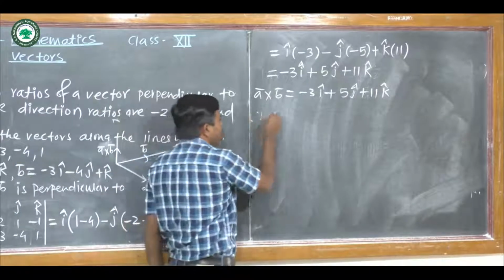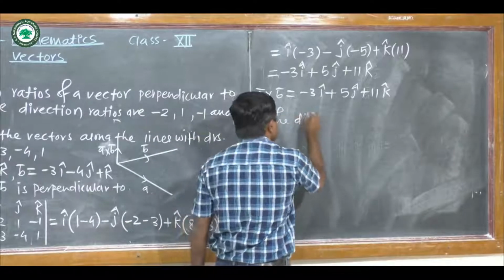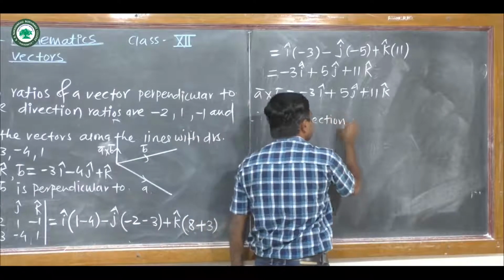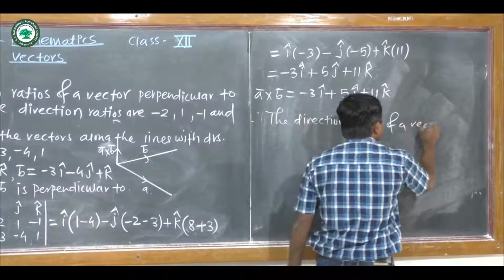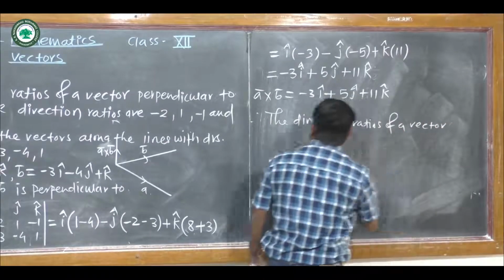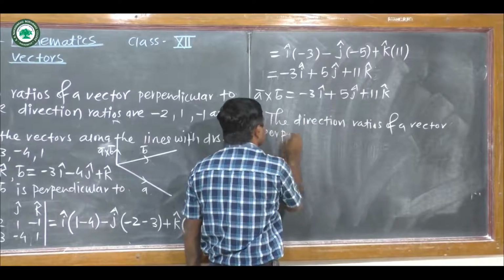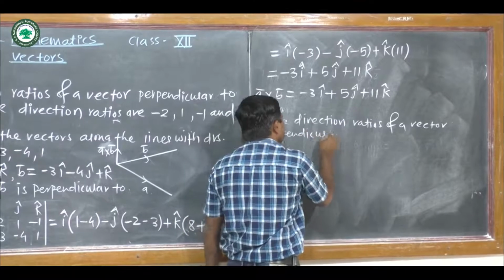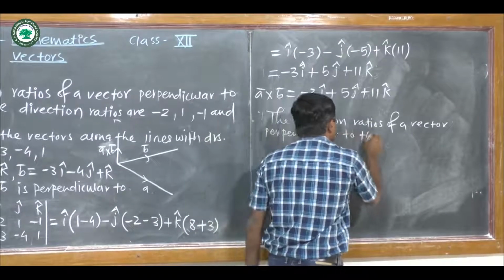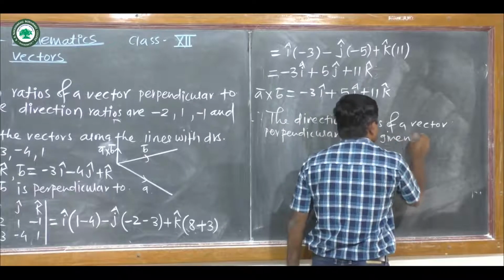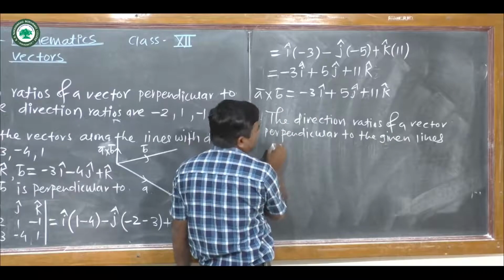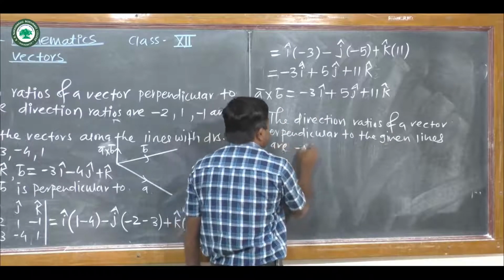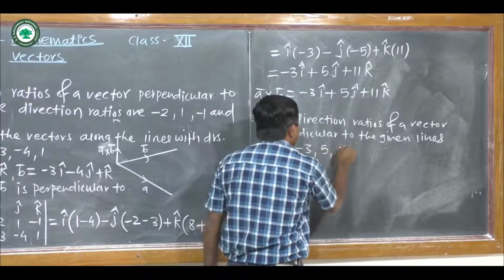So therefore the direction ratios of a vector perpendicular to the given lines are minus 3, 5, 11.